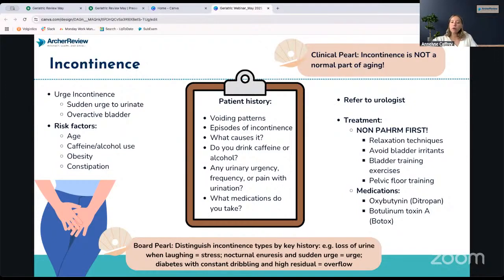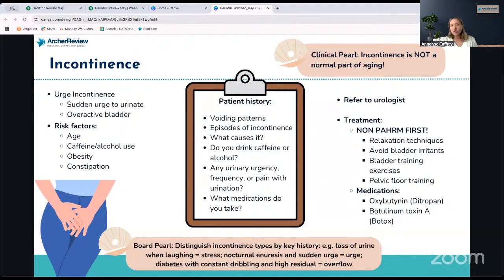So you're going to want to get a really good history, ask them about symptoms, because we don't want to miss something that could be a UTI and just say, yeah, that's urge incontinence. You want to know, if they're having urgency, what's the frequency? Does it hurt? Is it blood tinged? Things we don't want to miss.